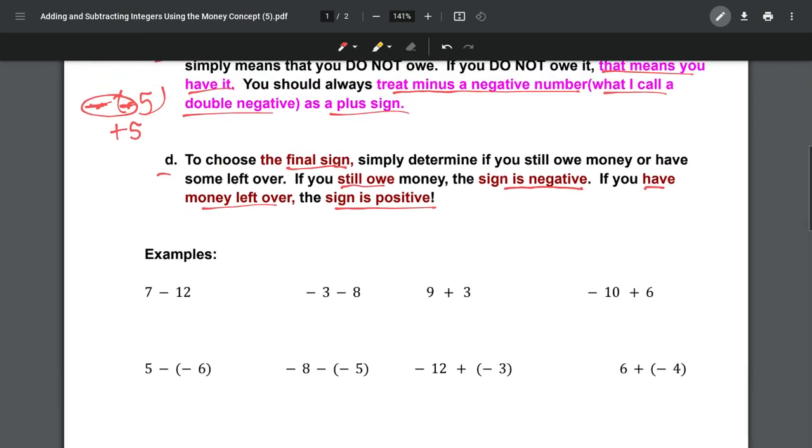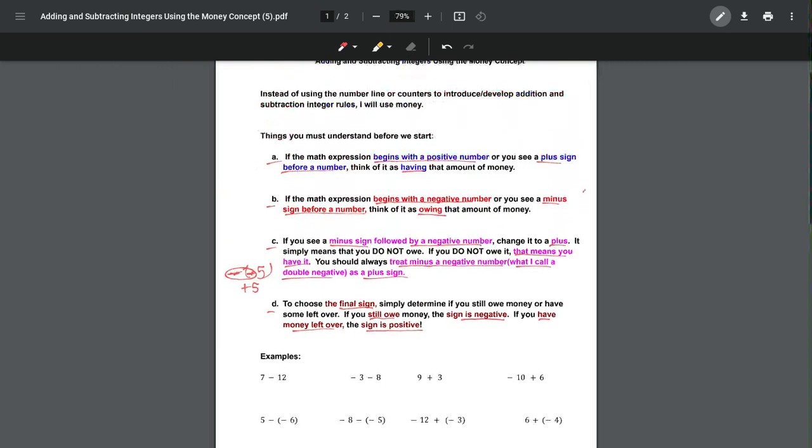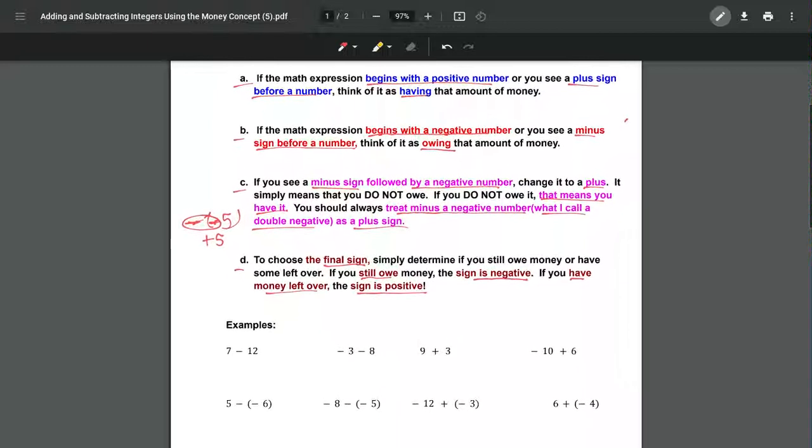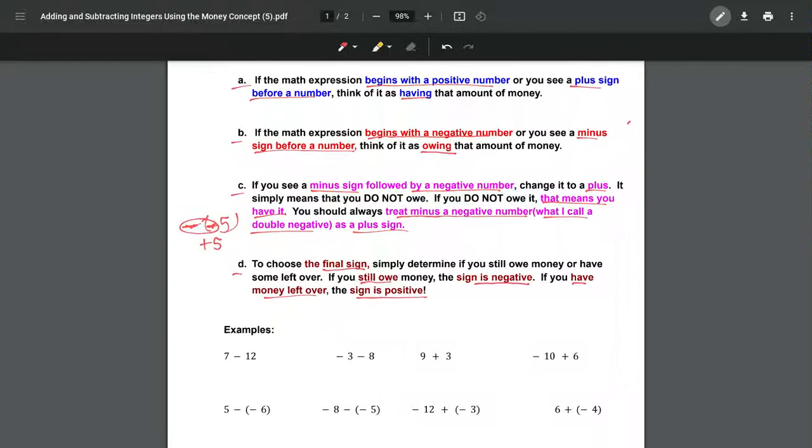I want to keep the things that we need to understand up here while I'm doing this. If you look, your math expression begins with a positive number. 7 is a positive number. So I'm going to look at this as if I have $7. Okay. But then I see a minus in front of the 12. So if you see a minus sign before a number, you think of it as if you owe that amount of money. So now I owe 12.